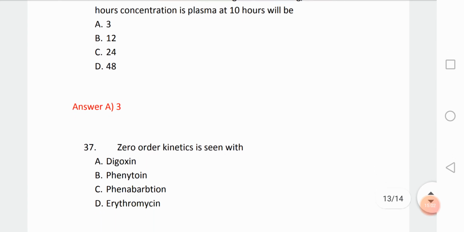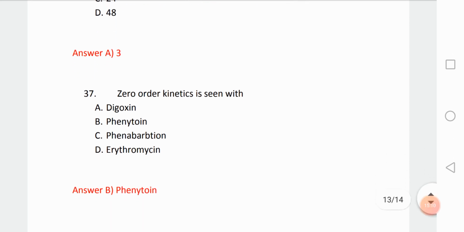Zero order kinetics is seen with A, digoxin; B, phenytoin; C, phenobarbital; and D, erythromycin. The answer is phenytoin.